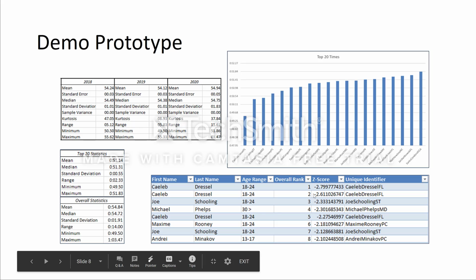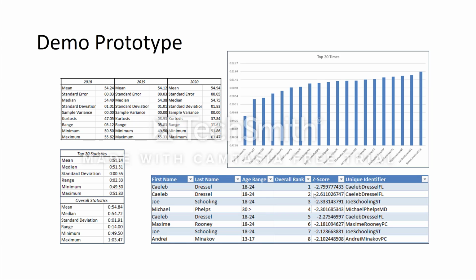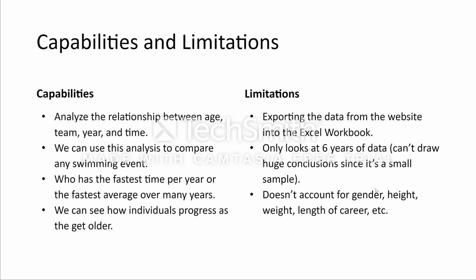And then look at this. This swimmer here, Caleb Dressel, is almost 3 z-scores away, which is wild compared to the rest of the field. And then here's his unique identifier that we used during concatenation, and we'll take a look at that very soon.